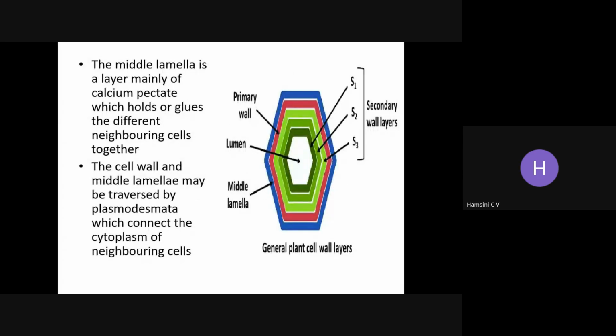So this as well. I want you to write this diagram, naming S1, S2, S3, how it is depositing inside. What is S1, S2, S3? Secondary wall 1, secondary wall 2, secondary wall 3. That is how it is.